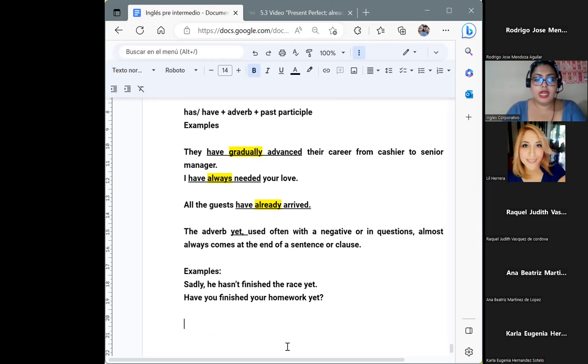Now, for the ending of this part, we are going to finish with six examples of when to use the present perfect tense.